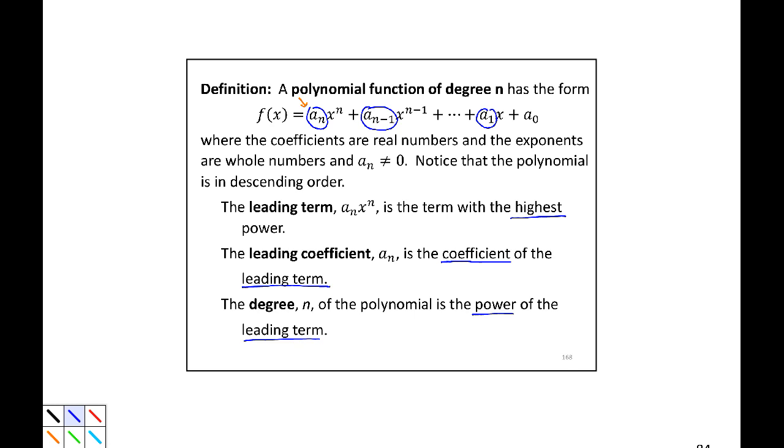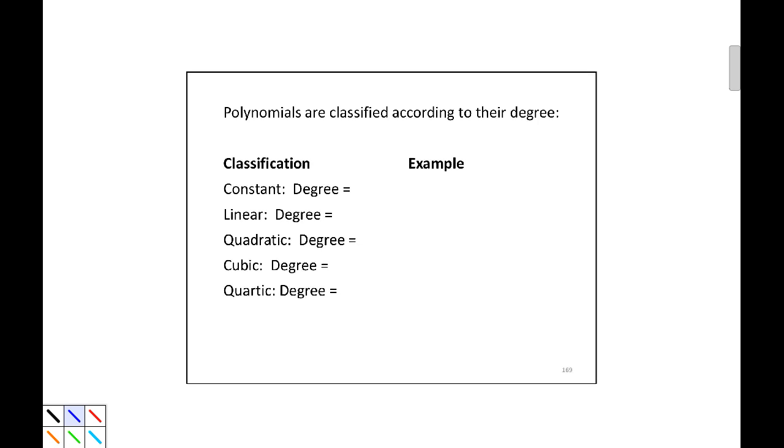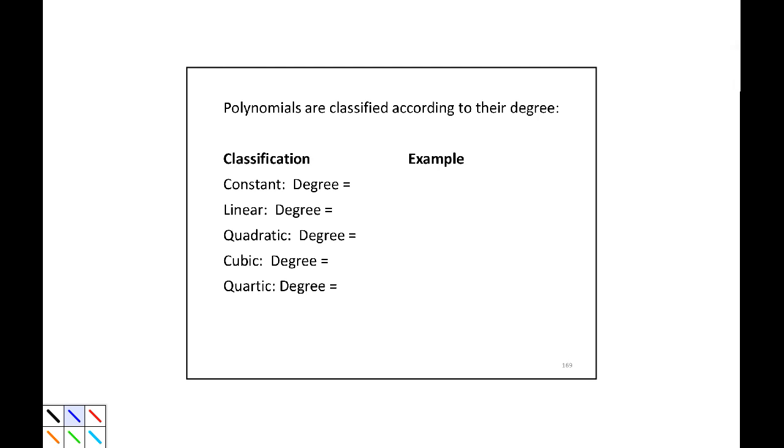So let's look at a few examples. Polynomials are classified according to their degree. And I'm going to write several functions here. We're going to assume that they are all functions. f of x equals whatever follows. So a constant function has a degree of 0. And that might be something of the form f of x equals 3. f of x equals 17. Something that is a constant. Notice there is no variable because it is a constant function.